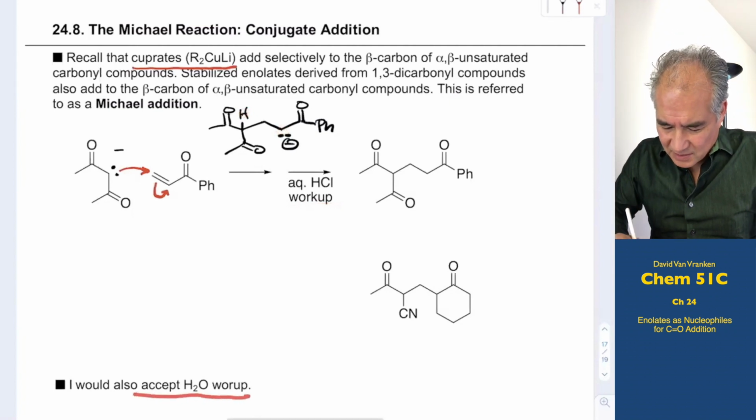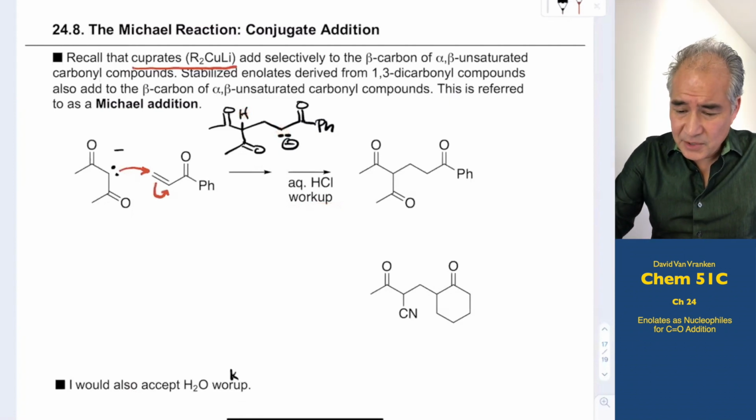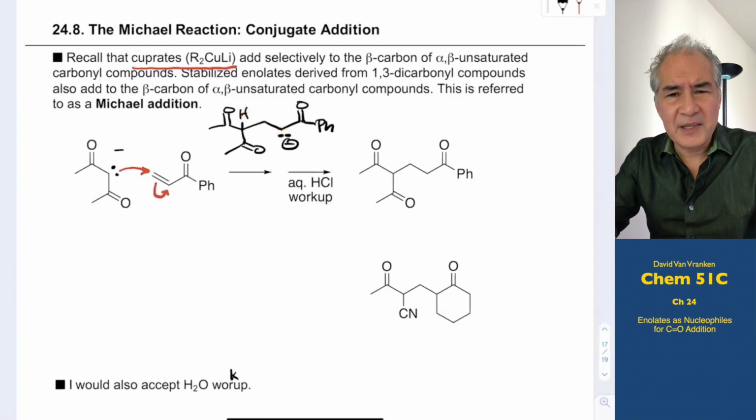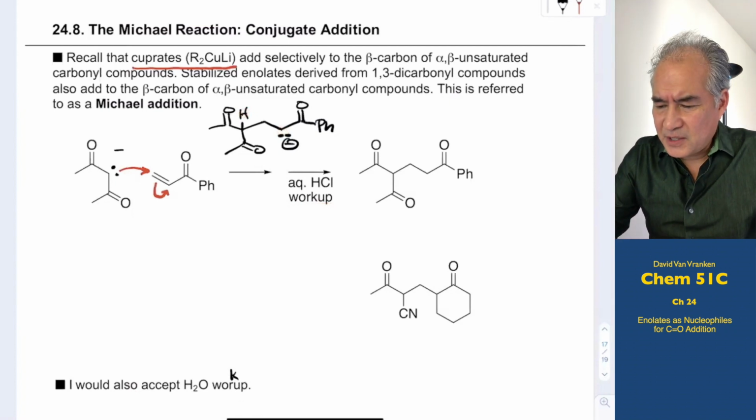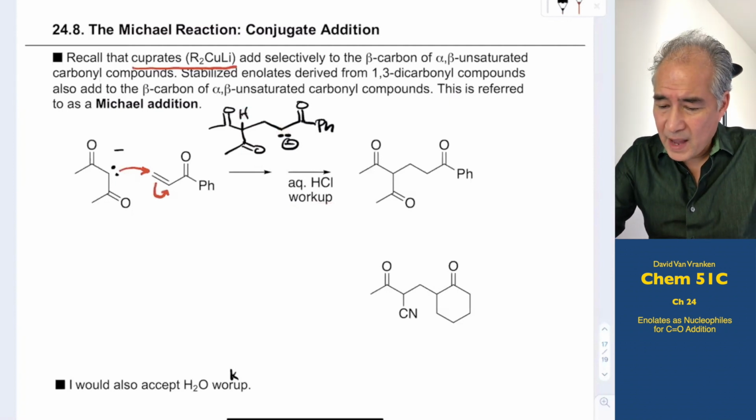Because the book, that should be spelled workup, doesn't tell you you have to use an acid workup. It says water, and I'll accept water here, but really you need to use an HCl workup for this reaction to put the protons where you need them. Okay, so that's a powerful way to make these bonds like this.